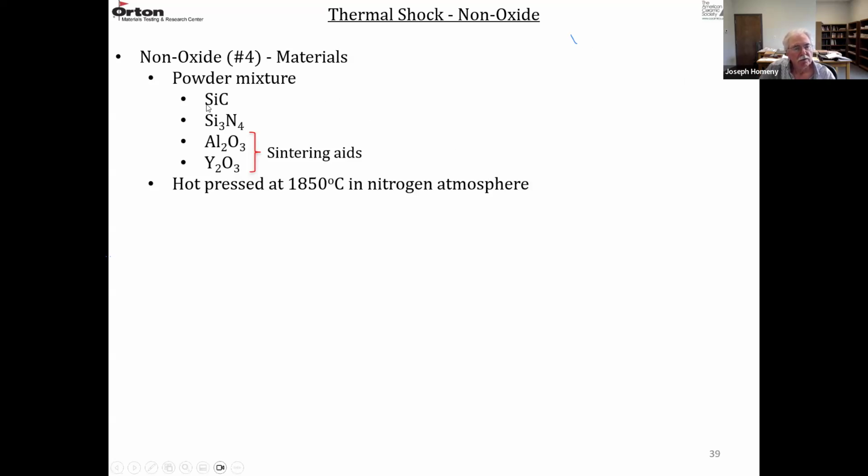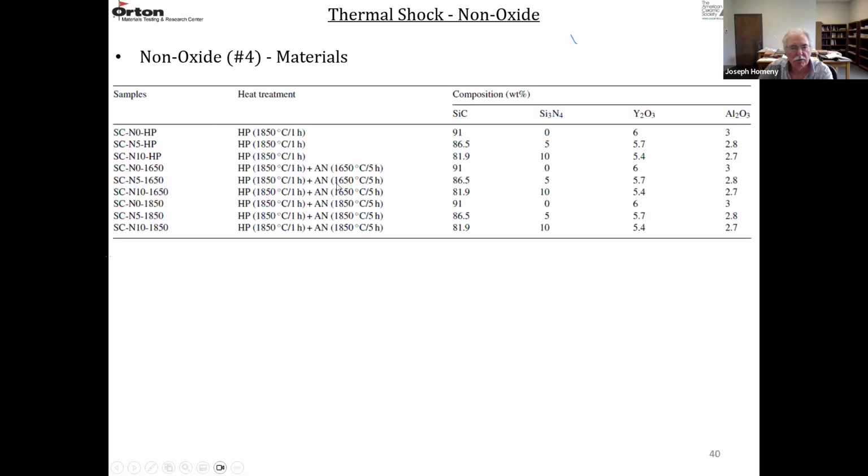So the mixture was one of silicon carbide, silicon nitride, and then the smaller percentages, Al2O3 and Y2O3, they were the sintering aids. These were hot pressed 1850 degrees C in a nitrogen atmosphere. Again, nitrogen was used to prevent oxidation. And these high temperatures and hot pressing produce very dense materials.